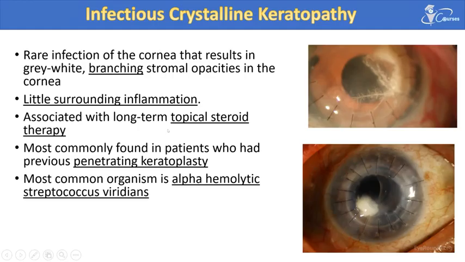It is associated with long-term steroid therapy and is commonly found in patients after keratoplasty. Those patients after keratoplasty are the ones who most commonly develop this problem of crystalline keratopathy. So why do we call it infectious and crystalline? Crystalline because it will cause something like crystals. And infectious because it is caused by alpha hemolytic streptococcus viridans. This is the commonest organism to cause infectious crystalline keratopathy. Okay, so this is very important, and treatment, of course, is by antibiotics.